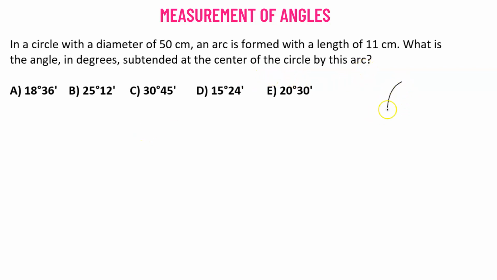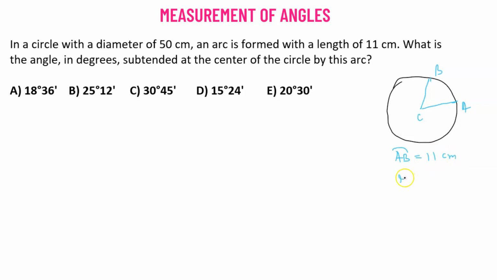So that means here we have a circle and we have an arc of 11 centimeters. Let's call this point A and this point B. Here is the center of the circle. We're going to join CA and CB. So it's given here that the length of arc AB is equivalent to 11 centimeters.